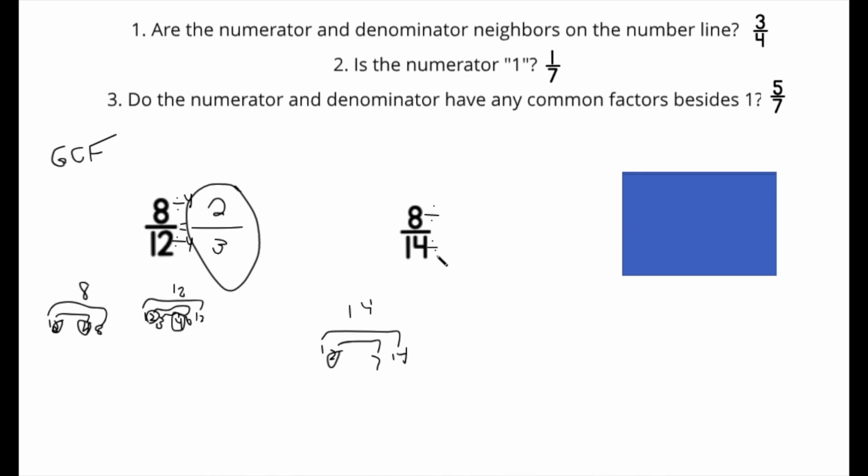Is that what you did on your paper? So 8 divided by 2 equals 4, and 14 divided by 2 equals 7. So our fraction that is in simplest form is 4/7.